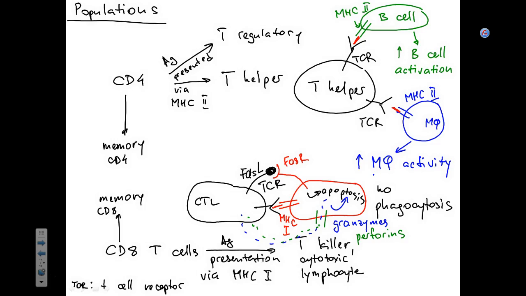And the last response that it does, it produces chemokines and cytokines. And cytokines will interact with the cytokine receptors on CD8 cells, making them more effective killers. Okay? So it's CD8 cell activation. Does that make sense?